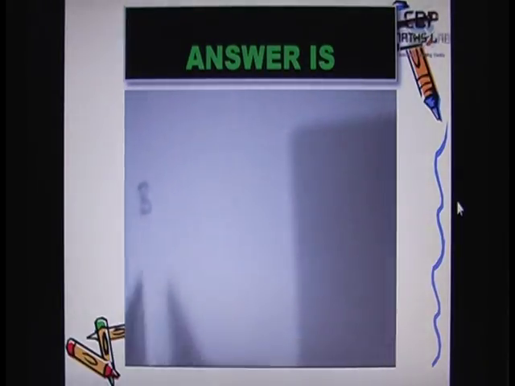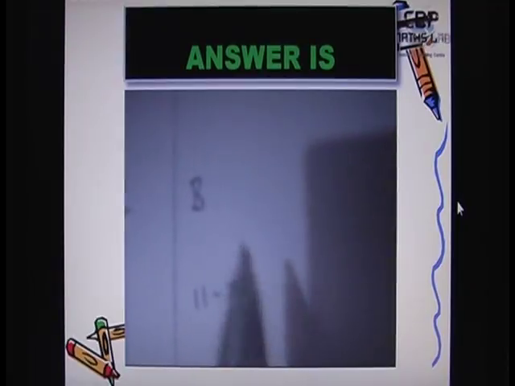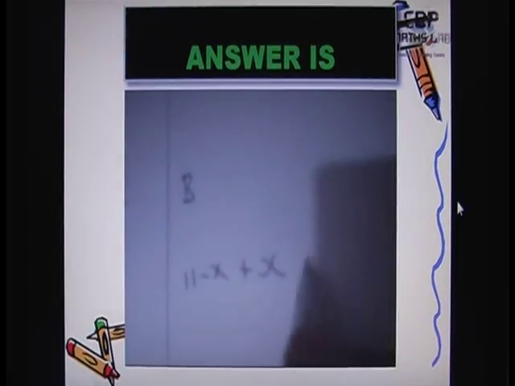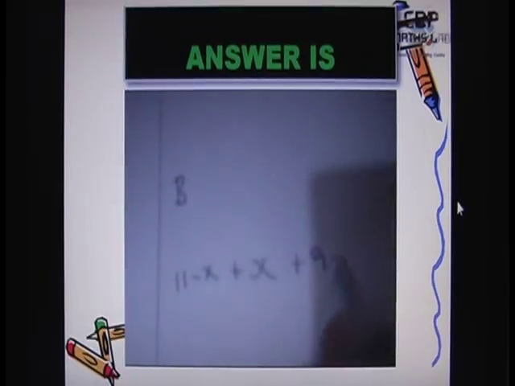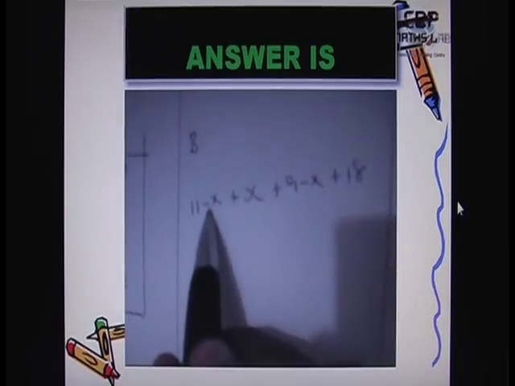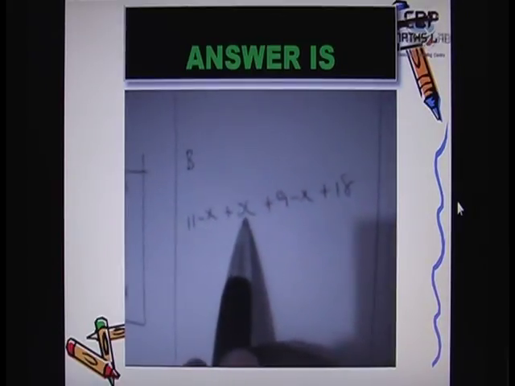Alright, so we're going to answer part B then. And this is our expression. So you're going to add what is in F only, which is 11 minus X, plus what is in both, which is X, plus 9 minus X, plus what? 18. Good? Now, you're going to simply say now, minus X plus X would equal to what?